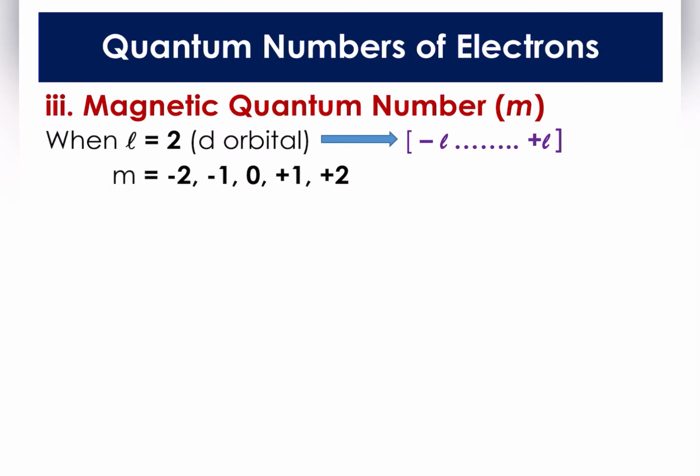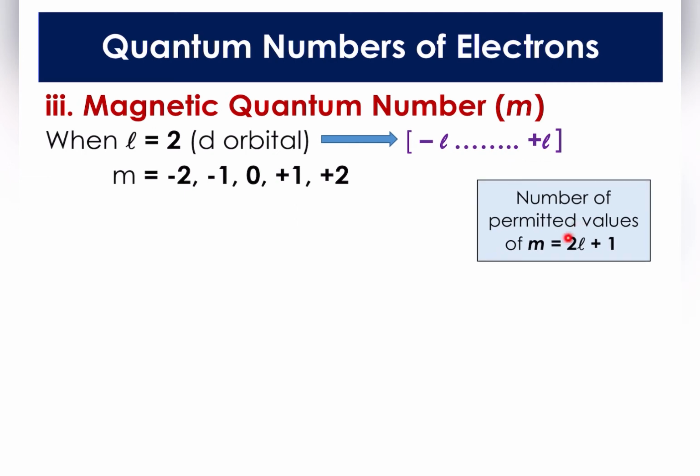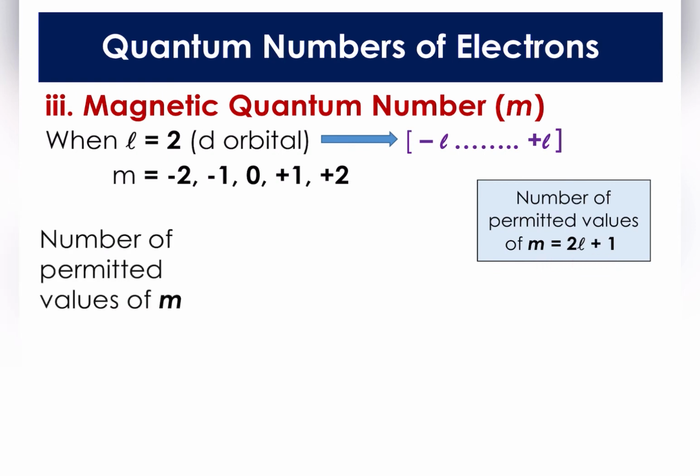Next one, you have to understand that kita ada rules untuk tentukan sama ada nilai M kita yang kita dapat sebanyak 5 values ini betul ataupun tidak. So how to do that? We got a formula how to calculate the number of permitted values of M, di mana kita gunakan formula M equals to 2L plus 1. So how to calculate the number of permitted values for M in this case?